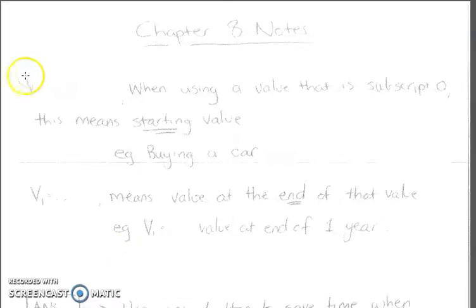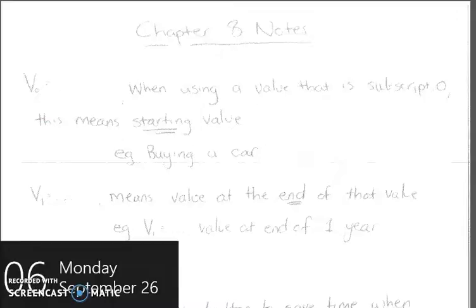So if you see V subscript 0, so V0, this is our starting value. If we were buying a car, the car's worth a certain amount of money, that's what you start at, your V0, before you go any further, your starting value of that car. If you see, for example, V1, this means at the end of year 1. So if it was V2, it'd be at the end of year 2. Be careful with these little subscripts, but generally you'll see the V0 question, so that's your starting value.